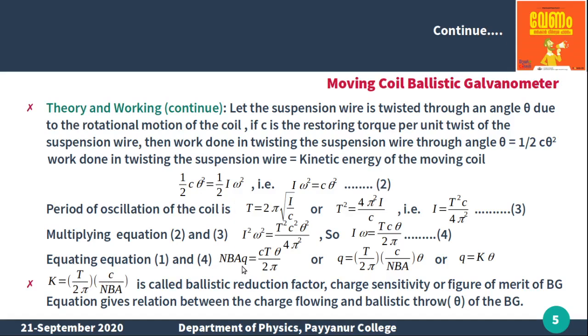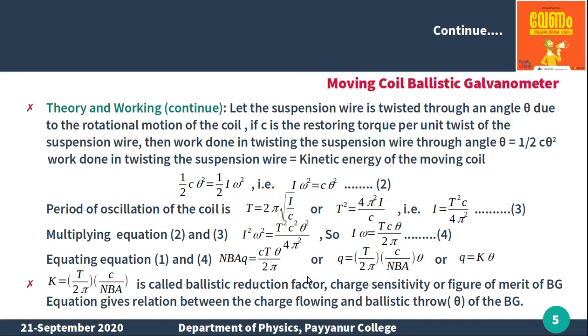Now I place Q here and I will rearrange there. So I am first putting T by 2 pi as one term, and then I am putting C by NBA as the other term, and theta. Why? Because this T by 2 pi, C, NBA all are constants for a particular material and field. So we will get Q is proportional to theta because this is constant. Or I can write Q is equal to K theta, and this K, T by 2 pi C by NBA, is called ballistic reduction factor or charge sensitivity or figure of merit of BG.